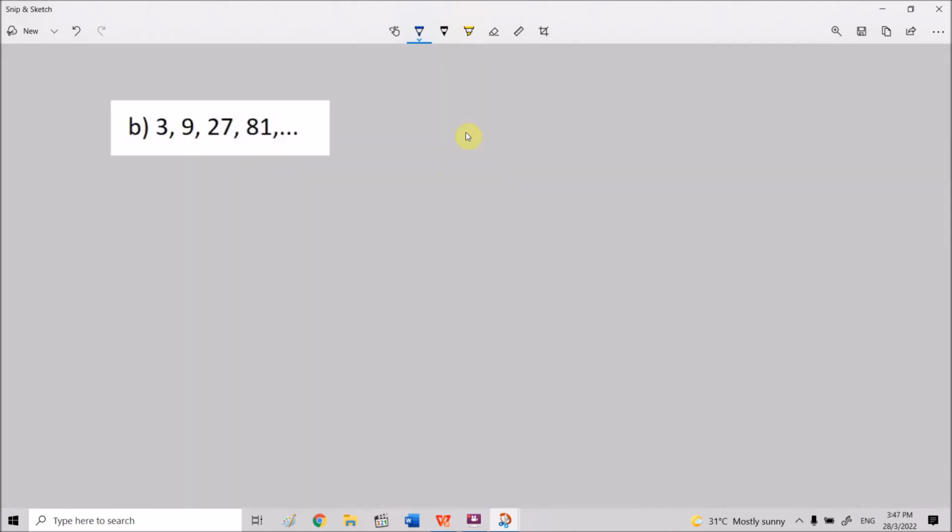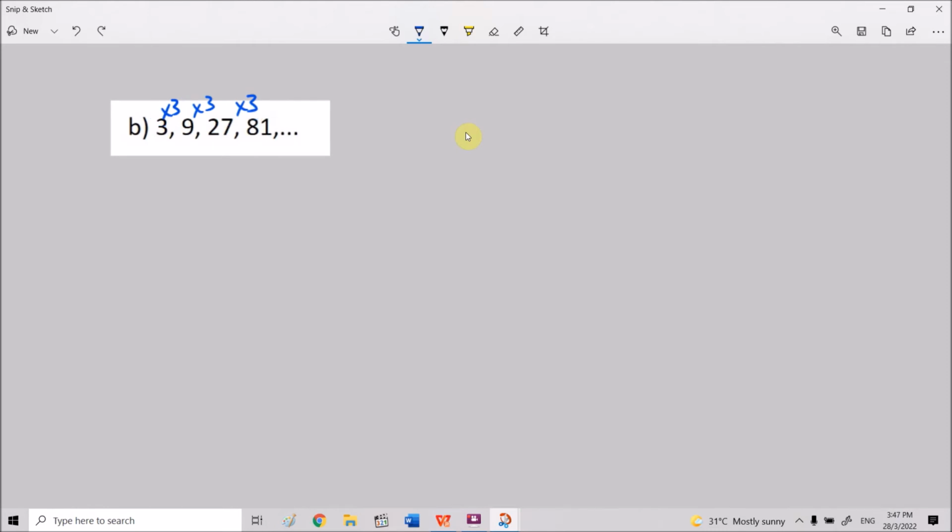Okay, this time you may try this. Pause the video. Now you can see that again, this is increasing numbers, so it is either addition or multiplication. If we take addition, 3 plus 6 is 9. 9 plus 6, you're supposed to get 15, not 27. Hence, this is not the pattern here. We use multiplication. So 3 times 3, you get 9. 9 times 3, you get 27. 27 times 3, you get 81. Hence, this is the pattern here.